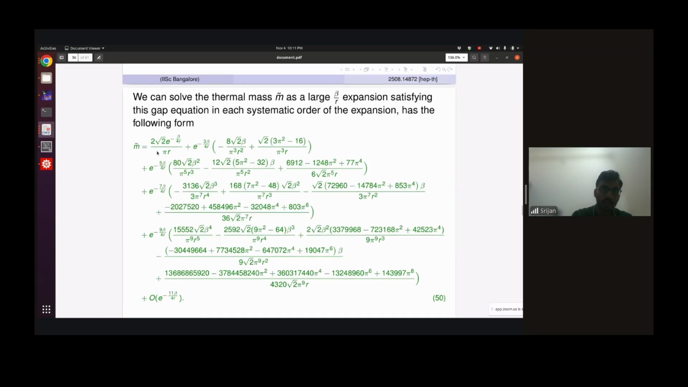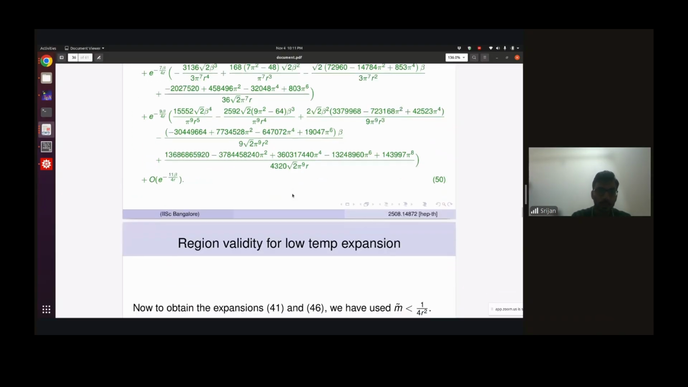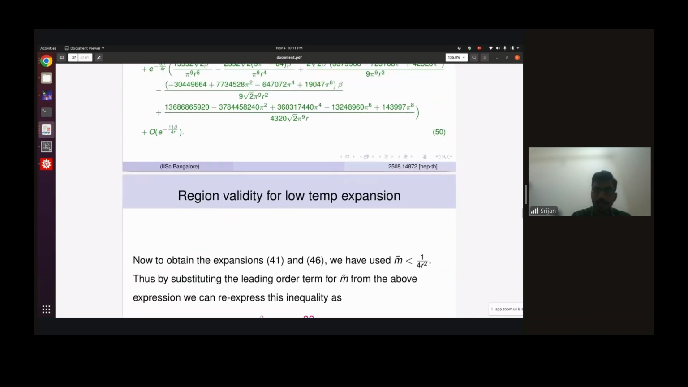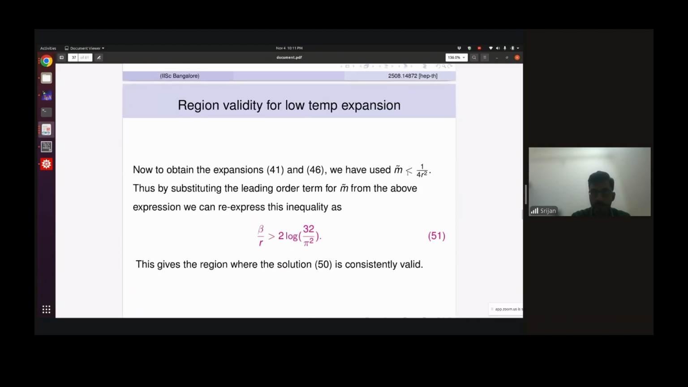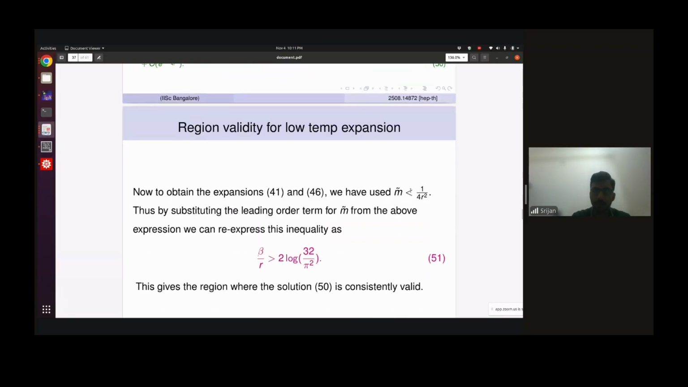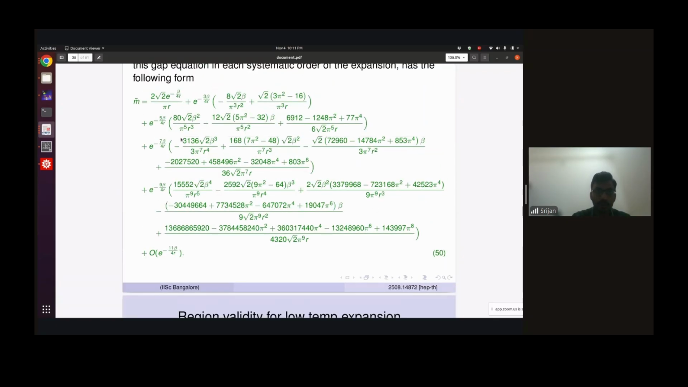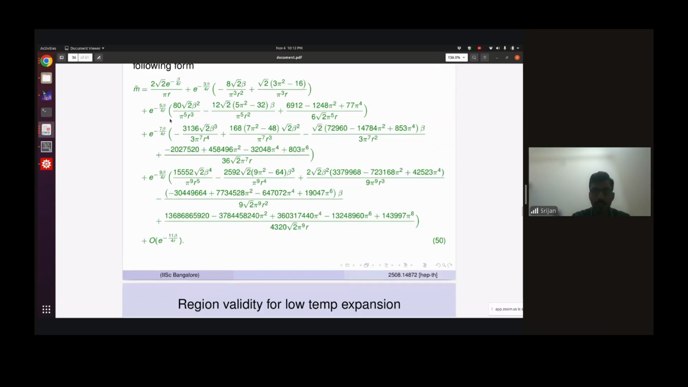So as was anticipated, this mass times r comes out to be an object which is exponentially small. Then you can make a consistency check, or find the region of validity of this low temperature, using the condition we have used. You can just take the leading term and put it here, okay?